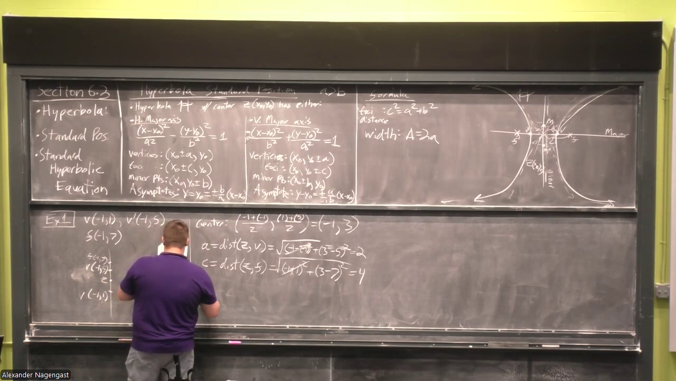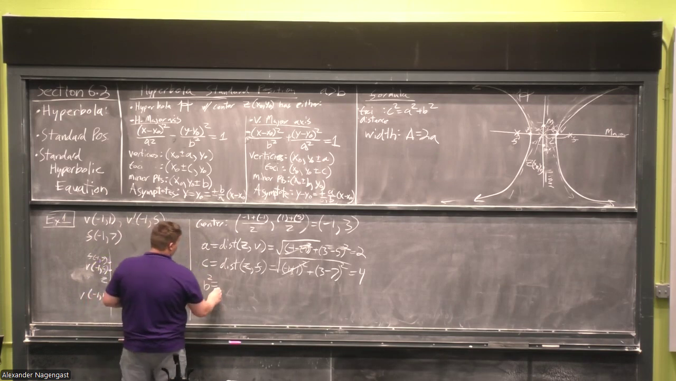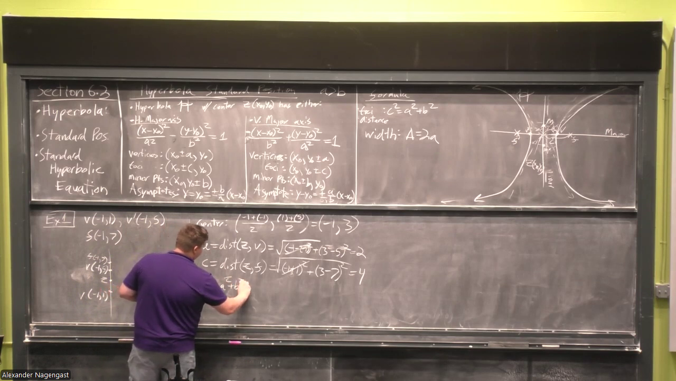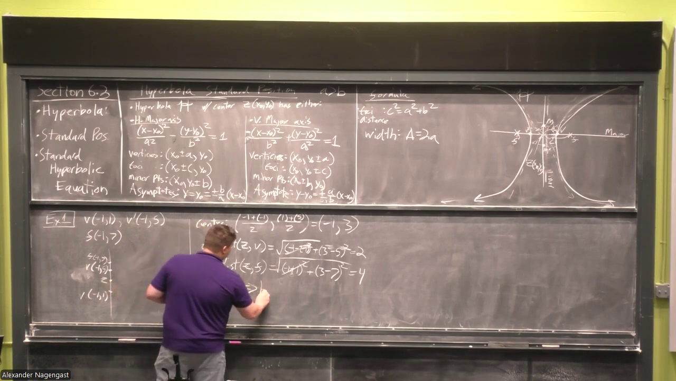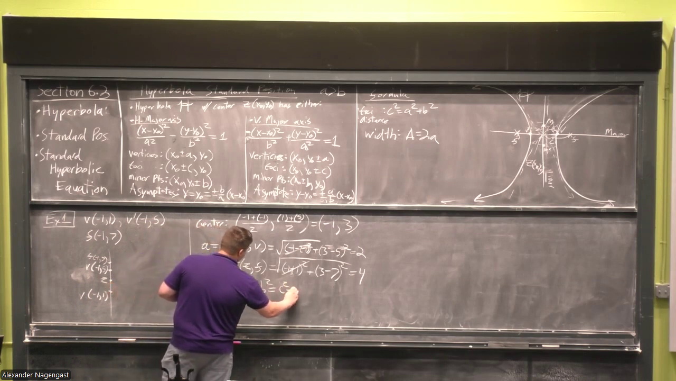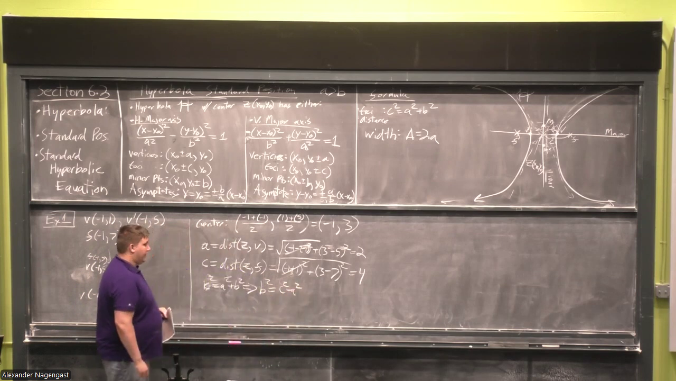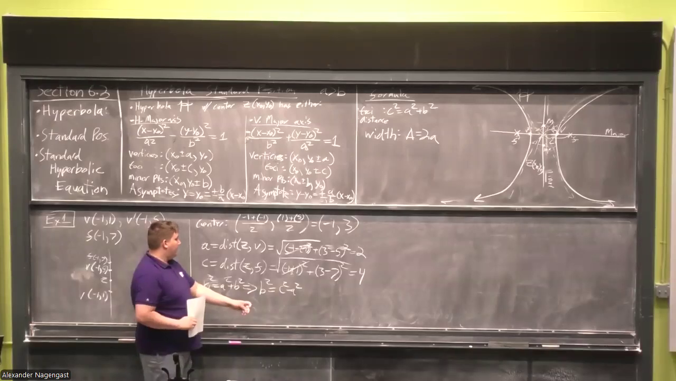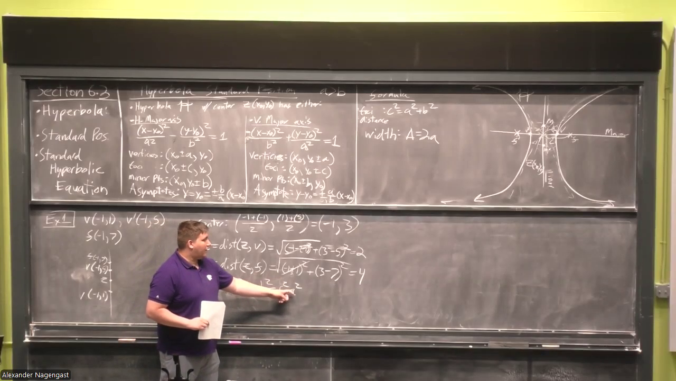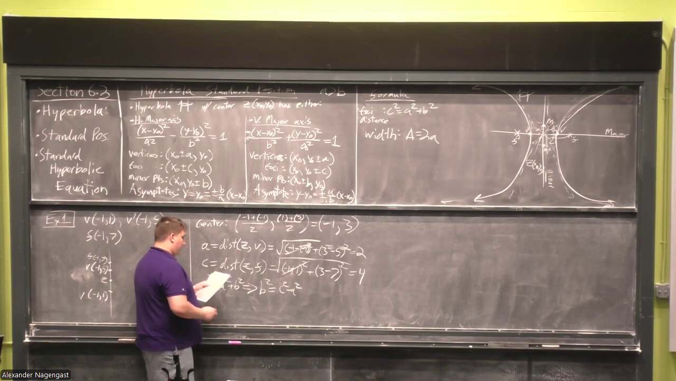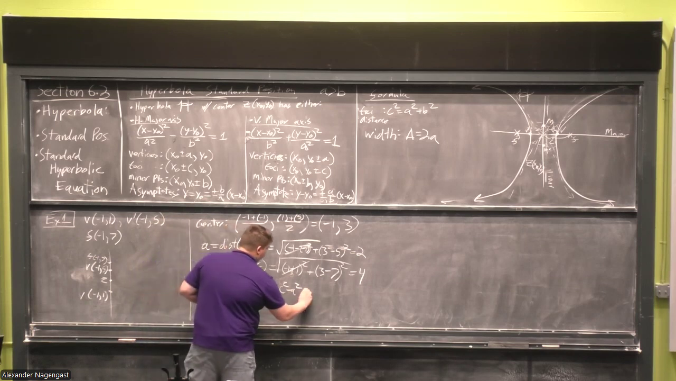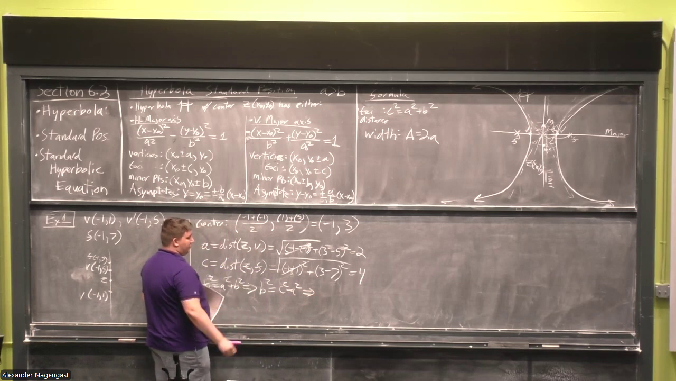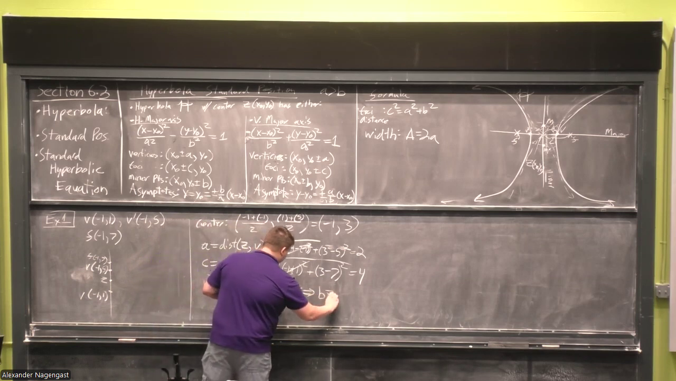So now we can calculate our B. We had C squared is equal to A squared plus B squared. So that means we have B squared is equal to C squared minus A squared. So let's plug in our C squared, which is 16, minus our A squared, which is 4. So that will leave us with 12. So this implies that we have B squared equals 12, take the square root, and we get B is equal to 2 square root 3.